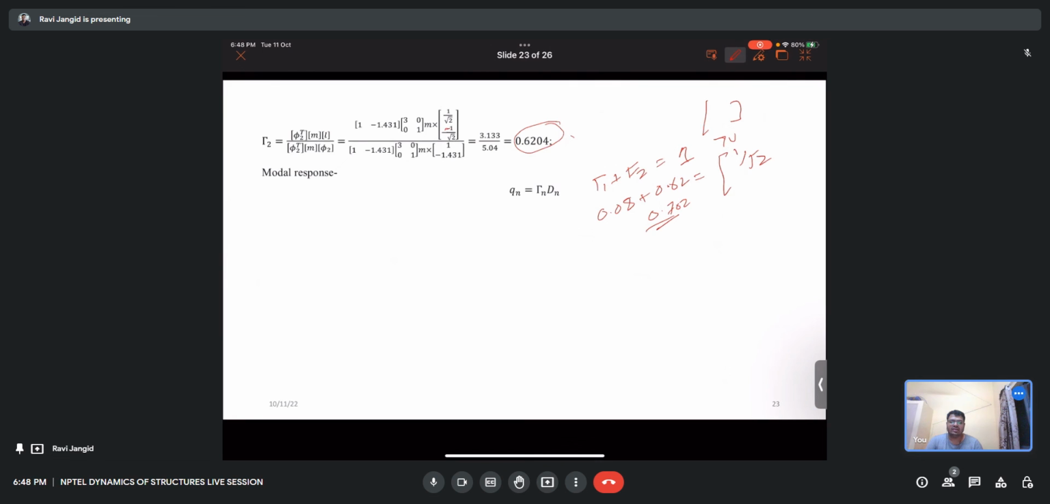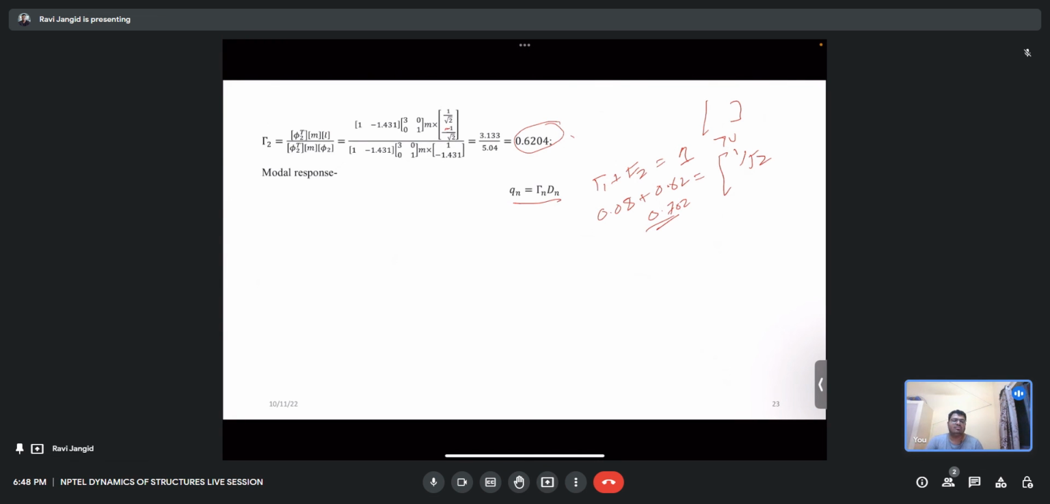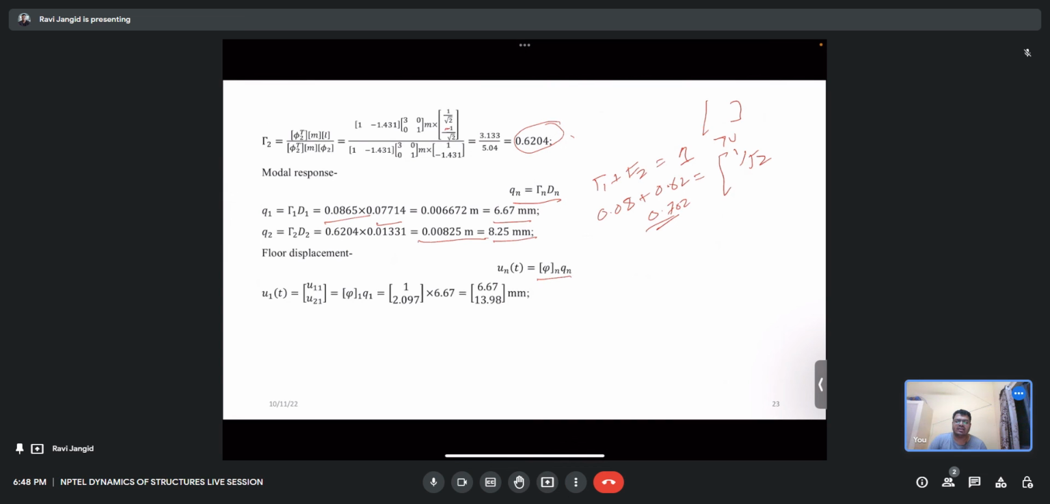So after getting gamma 1 and gamma 2, you can find Q1, that is gamma 1 times dn. Gamma 1 is given, dn we have calculated, so Q1 is 6.67 mm. Same for Q2, that is gamma 2 d2, which comes out to be 8.25 mm. After getting this, you can calculate the floor displacement, that is U, phi n times Qn. So for U11 and U21, that is phi 1 times Q1, 1 and 2.097, this is the displacement 6.67, 13.98 mm.